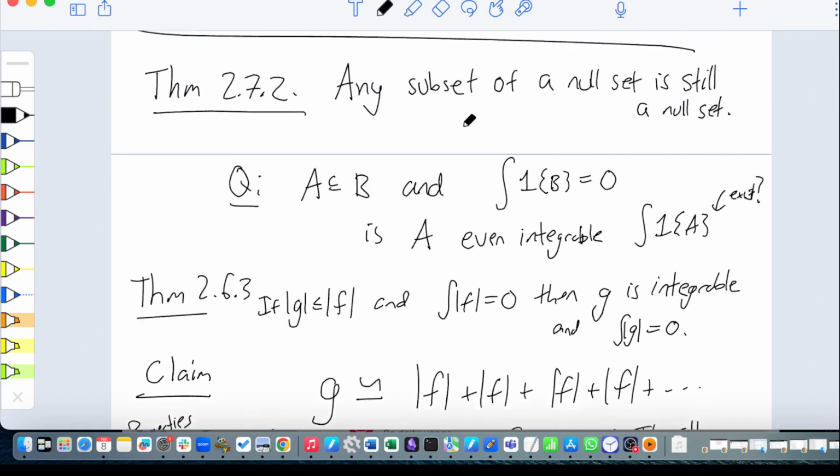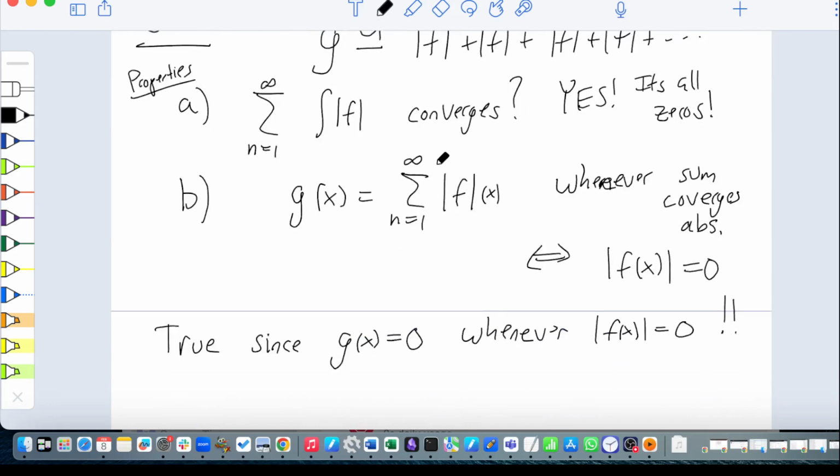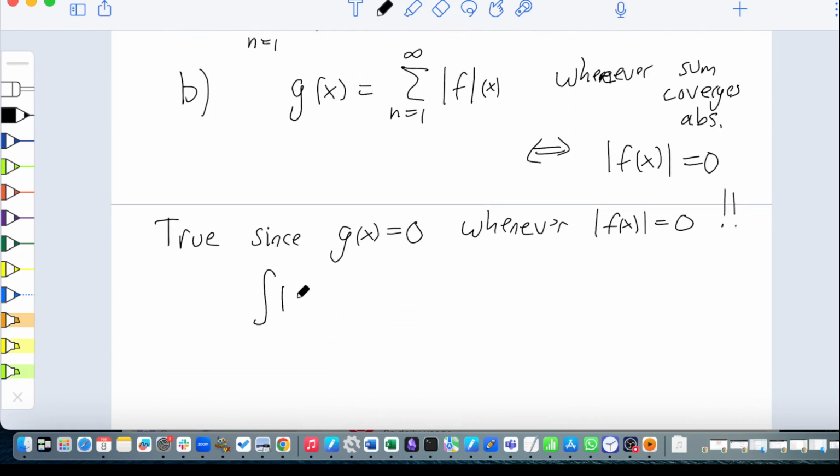And this proves that the subset of a null set is still integrable. The integral is 0 because the integral of g, by definition, is the sum from n equals 1 to infinity of the integrals of fn, which is 0. You add up 0 infinitely many times, still 0. So that's a nice little proof.